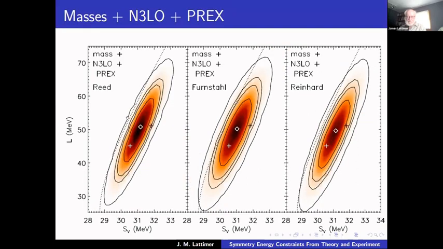So if we take the PREX result and combine it with that for masses and N3LO, it barely changes the result we get from just masses and neutron matter studies. And we get a result around 50 MeV plus or minus 10 for L, and plus or minus about 1 in SV.